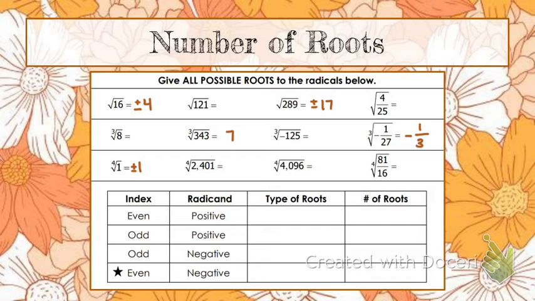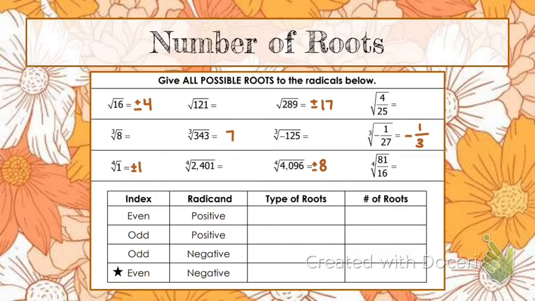So the last one we're going to do is this 4096, and then you're going to fill in all the rest of them. The fourth root of 4096 is 8, but because this is an even root, it can be positive or negative. All right. So using this pattern, you can pause here and finish the rest of those.